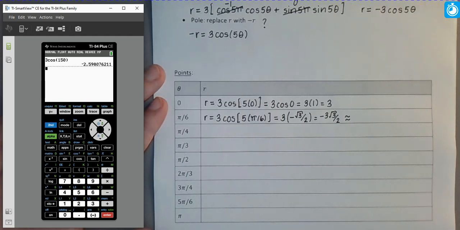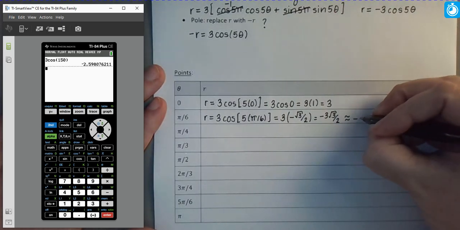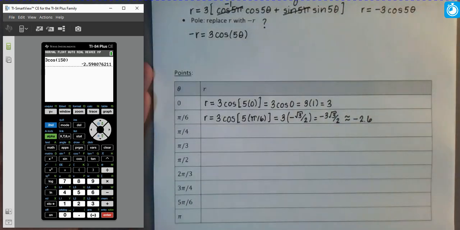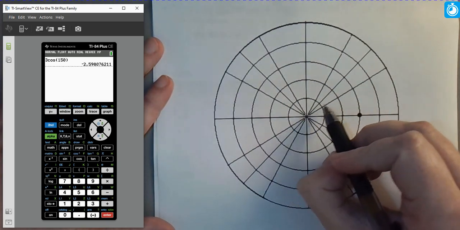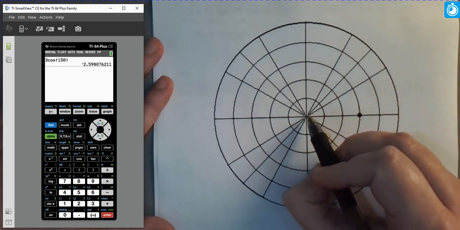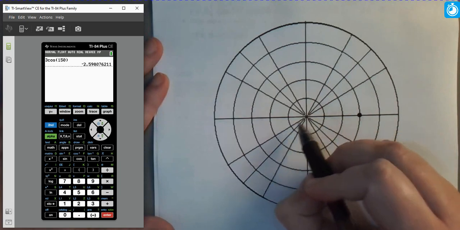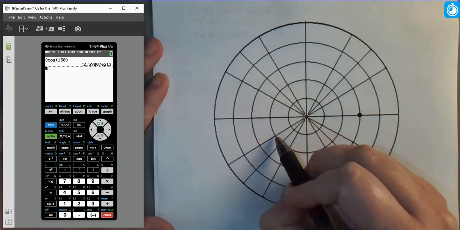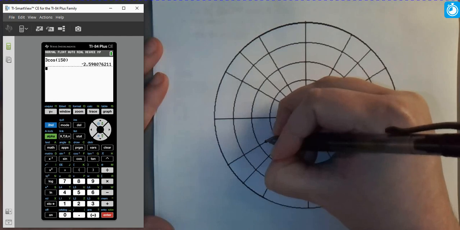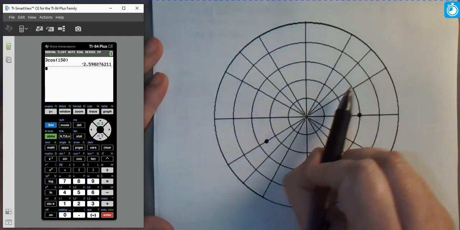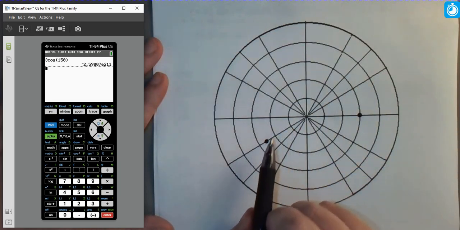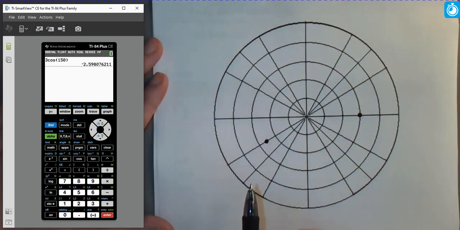There we go, that's going to be our approximation. Notice it's negative. Our exact answer was negative, and our approximation is negative as well. So it's approximately negative 2.6. Let's put that onto our graph now. At pi over 6 radians, which is right here, we are at about negative 2.6. So negative 1, negative 2, negative 2.6. Notice when we're graphing something that's negative, we start along that particular axis and then go in the opposite direction. That's what a negative value of R means.